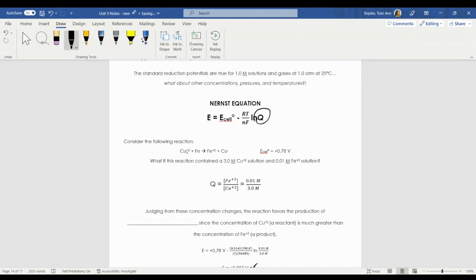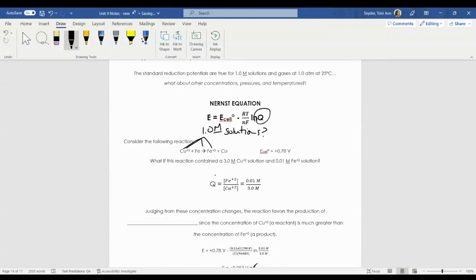I have copper plus 2 reacting with metallic iron to create iron plus 2 and metallic copper. This has a positive value for voltage. This voltage is true if my copper plus 2 solution and my iron plus 2 solution are both 1 molar. But the question is, what if they're not 1 molar solutions? So what if this reaction contained a 3 molar copper solution and a 0.01 molar iron solution?